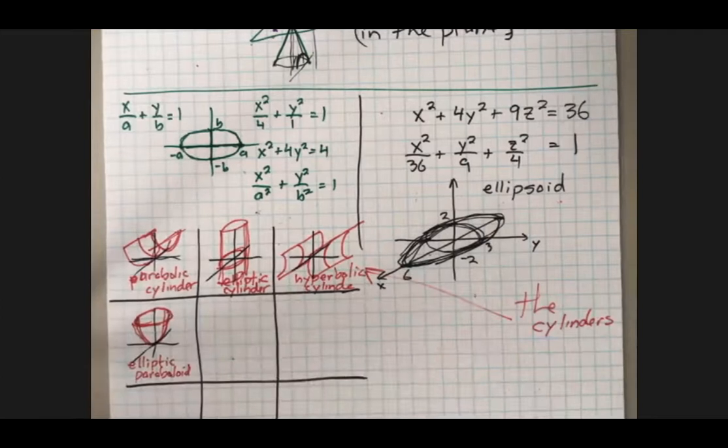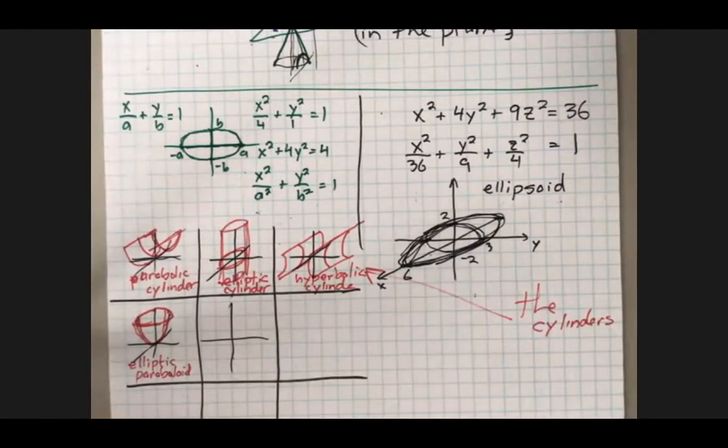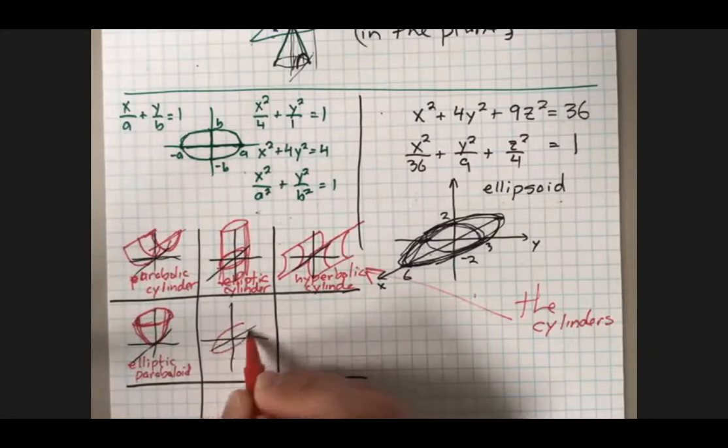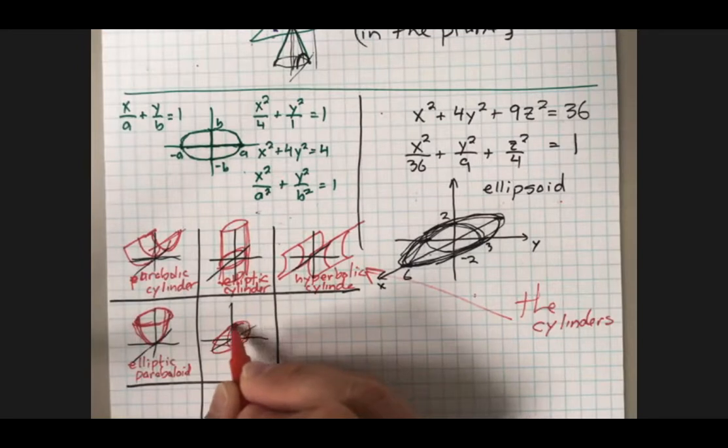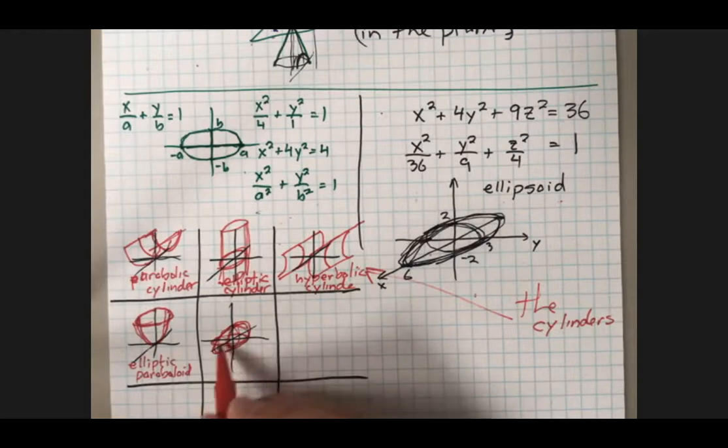Or you could have, like what we just drew in Mathematica, an ellipse in three directions, a football in three directions. If all three intercepts were the same, this would be a sphere. But if you have three ellipses in all three different directions, like the football we drew, this is called an ellipsoid.